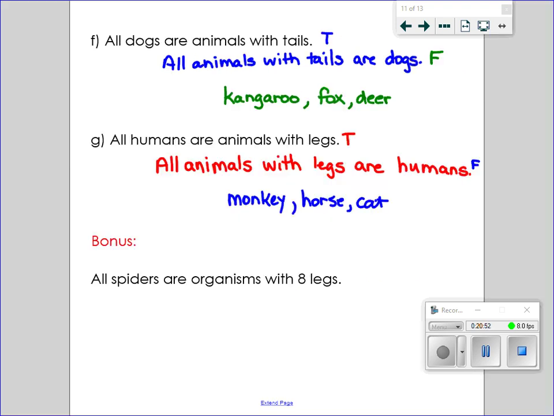All right, let's see if you can think a little deeper. All spiders are organisms with 8 legs. That's true. So now we know it's a spider. It has 8 legs. Okay, let's reverse that statement. All organisms with 8 legs are spiders.